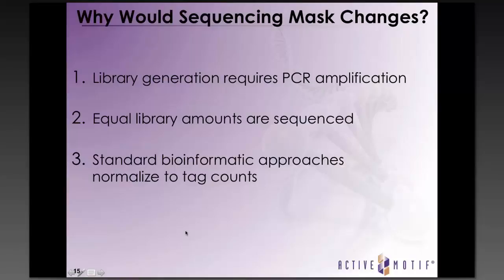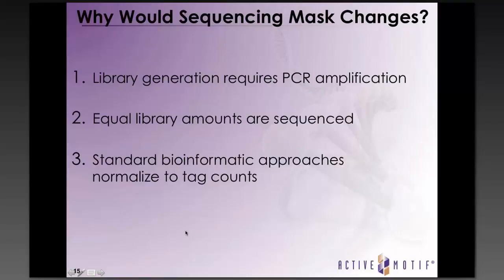The second opportunity is actually during cluster generation before sequencing. If you're doing multiple samples with barcoding, it's common practice that when you prepare your flow cell, you want to have equal cluster density for each sample. So if there are quantitative differences in the amount of library, you will actually normalize them out during that step of cluster generation.